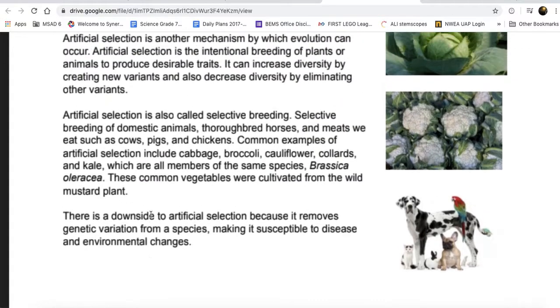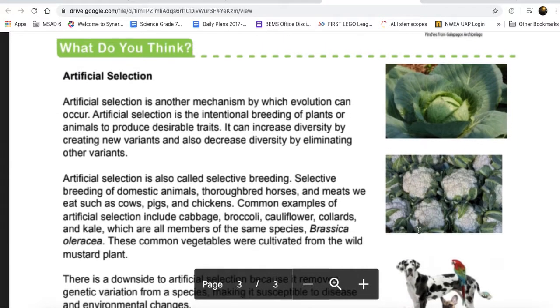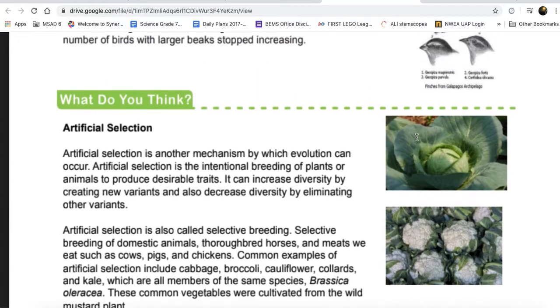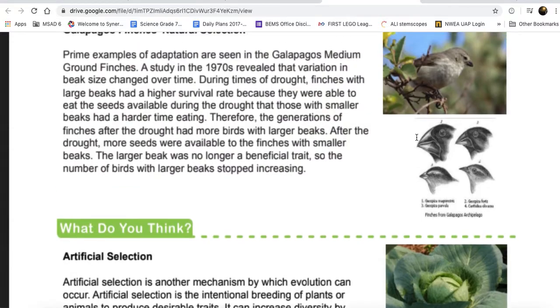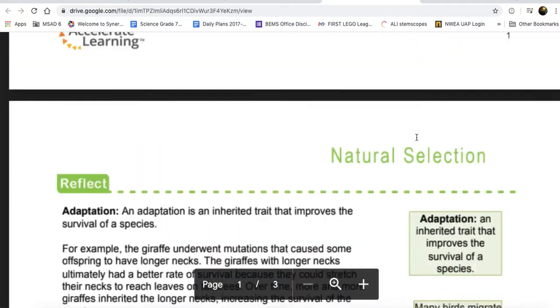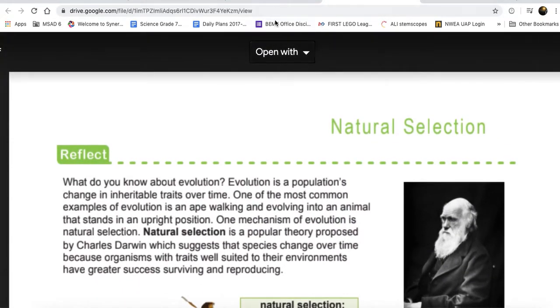And that's the end of our reading. To review some of the pictures here, here's some dogs. A lot of artificial selection going on there, selective breeding to get the breeds of dogs. And then we also have the cabbages. Again, the birds. We'll scroll back up to the top. So that was our reading.